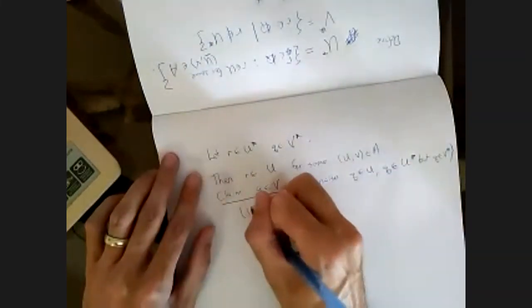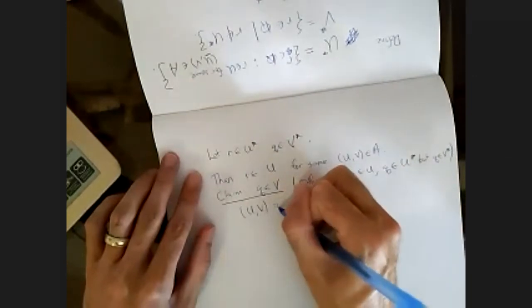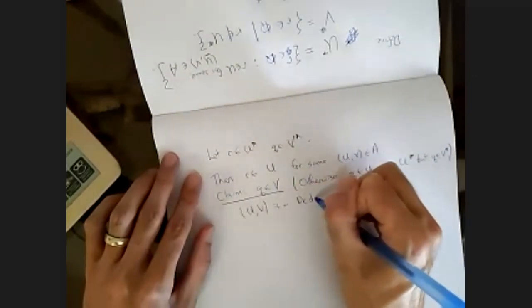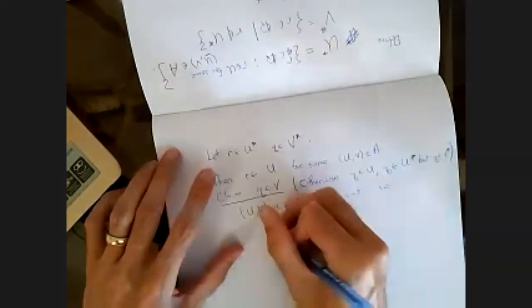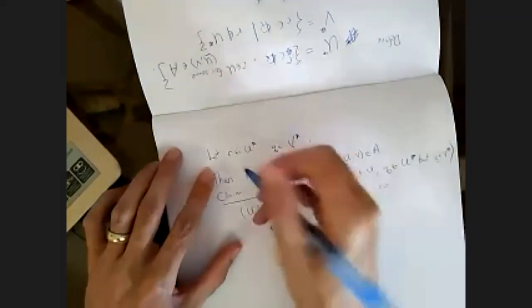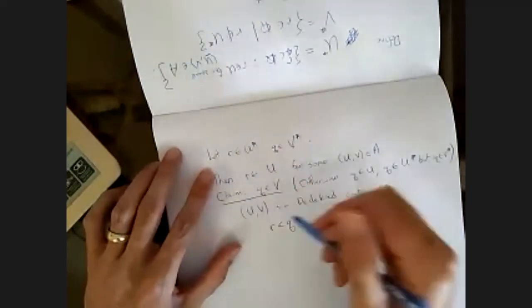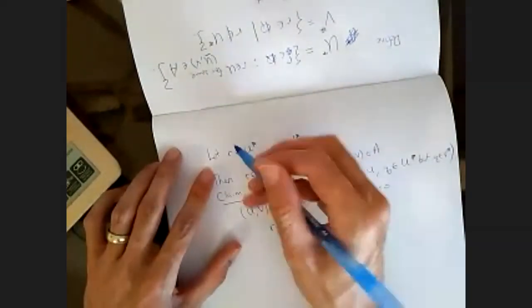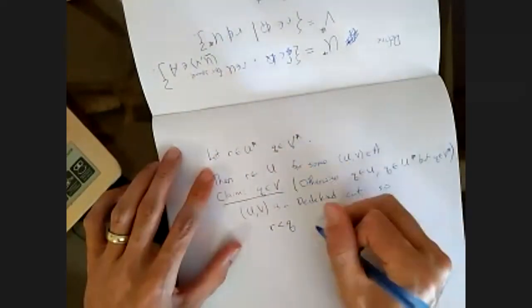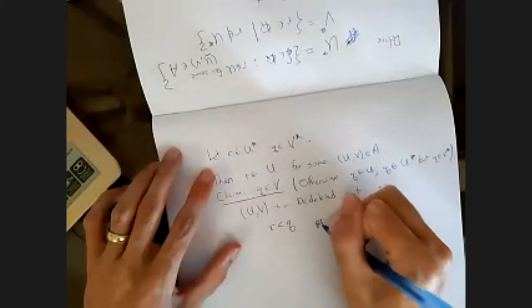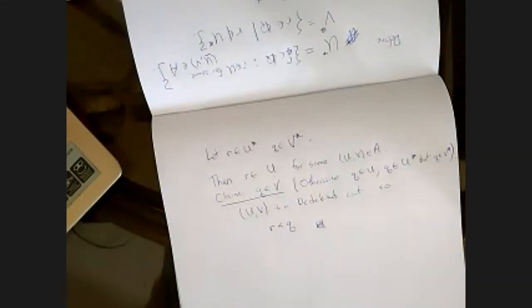Now UV is a Dedekind cut, as are all the elements of A. So R is less than Q, since R is in U and Q is in V. And so now we've shown that every element of U star is less than every element of V star. Oh, I mean, that's not the end. Okay, so now what we have is a cut.